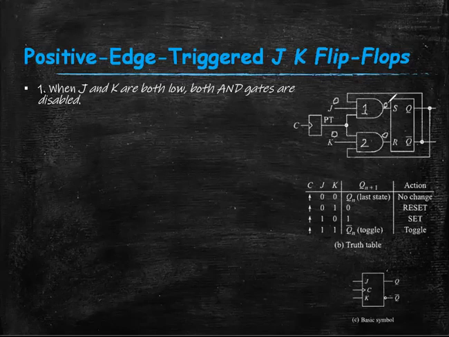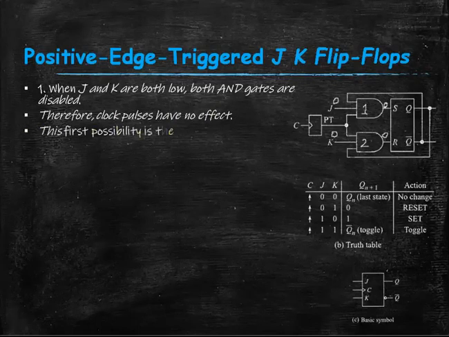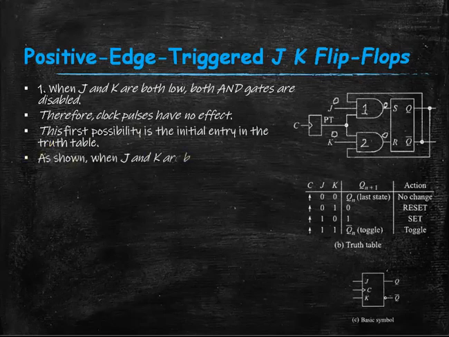We know that in an RS flip-flop, when R and S are equal to 0, no change occurs. That is, as the AND gate is disabled, no change occurs at the output. So the action is no change.